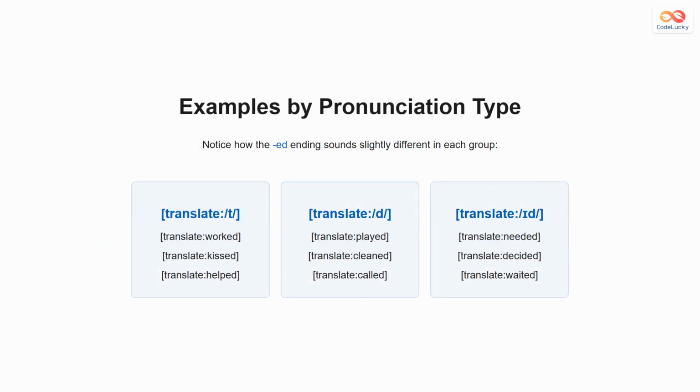Here are examples to understand the three different sounds. When you hear the T sound, like in worked, kissed, and helped, your voice does not vibrate. When you hear the D sound, like in played, cleaned, and called, your voice vibrates. When you hear the ID sound, like in needed, decided, and waited, there is an extra short syllable at the end.